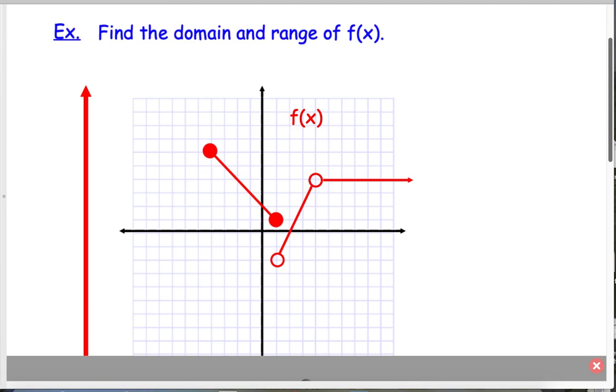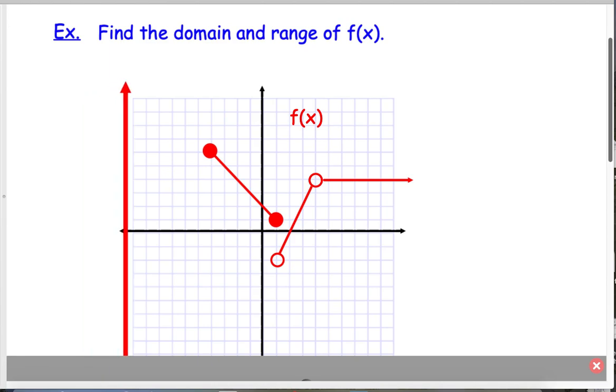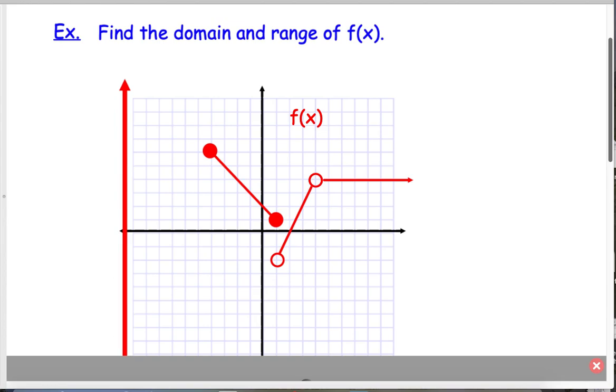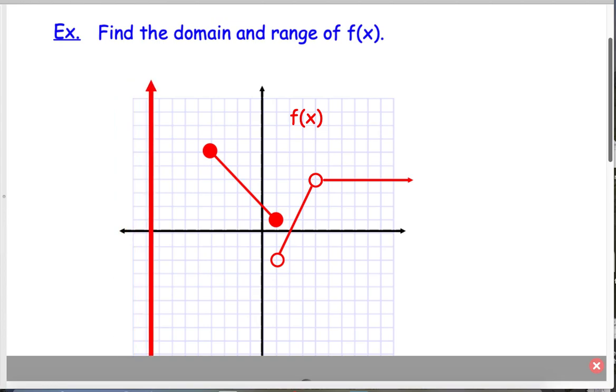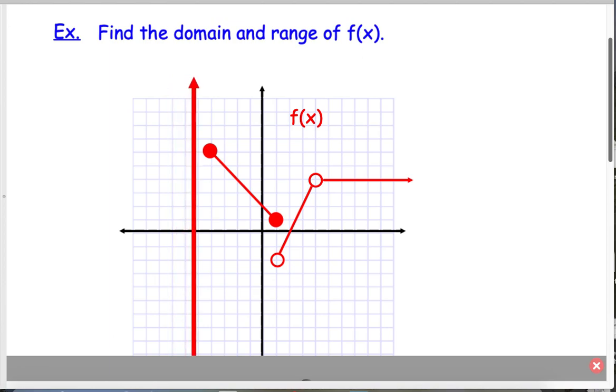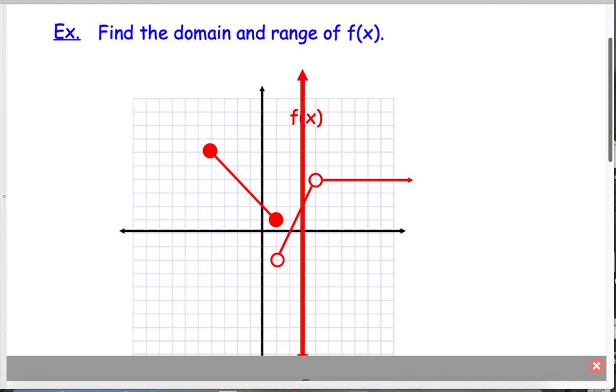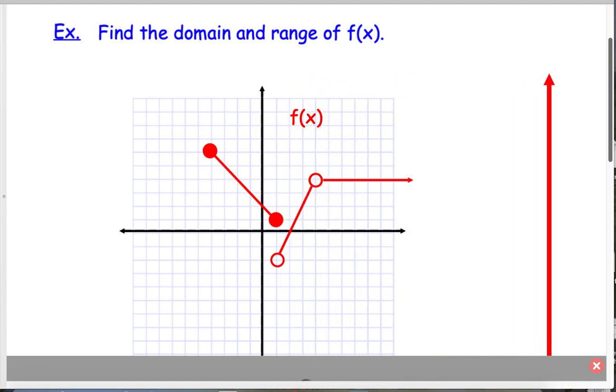What I have over on the left here is what I call my domain finder. As I slide that across the screen, it's a vertical line representing all the different x values. So as I slide this across the screen, when it hits my graph, it beeps. Beep, beep, beep. I know that seems silly, but it gives you the right visual for that.